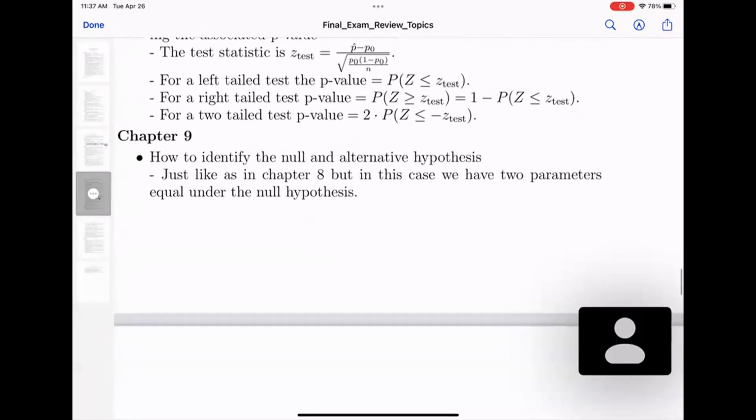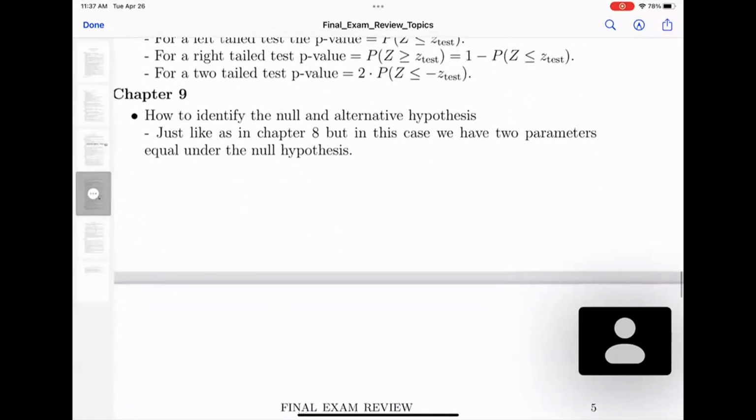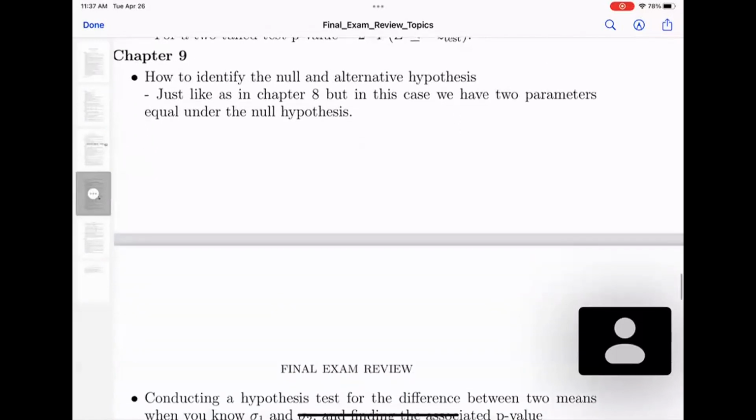In chapter 9, it's basically the same thing as chapter 8, but it was 2 parameters in this case instead of 1. So, how to identify the null and the alternative. It's just like we did in chapter 8, except you have 2 parameters being equal under the null hypothesis instead of 1. So in chapter 8, we had mu equal to mu naught. In chapter 9, it was mu1 equals mu2.